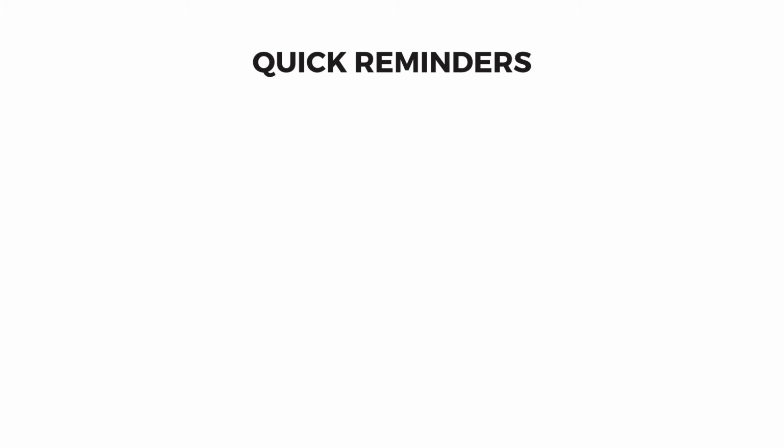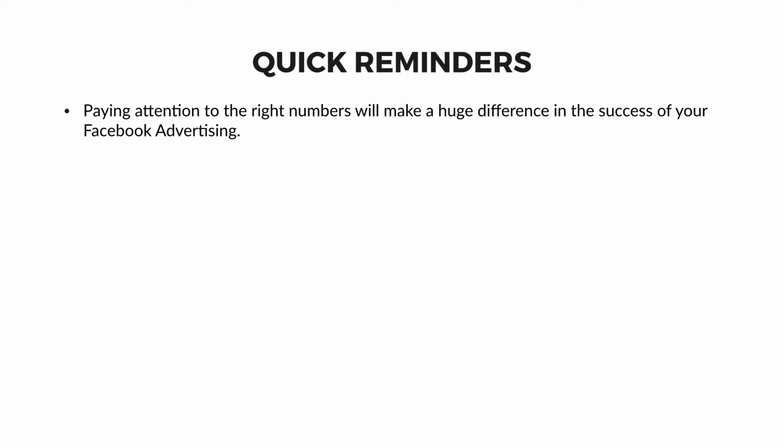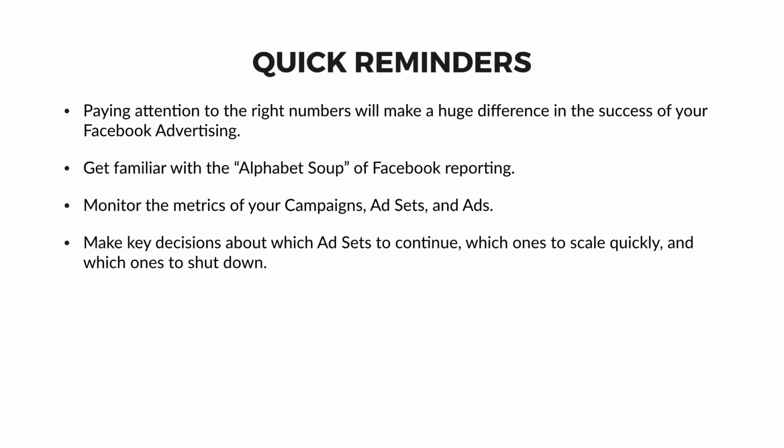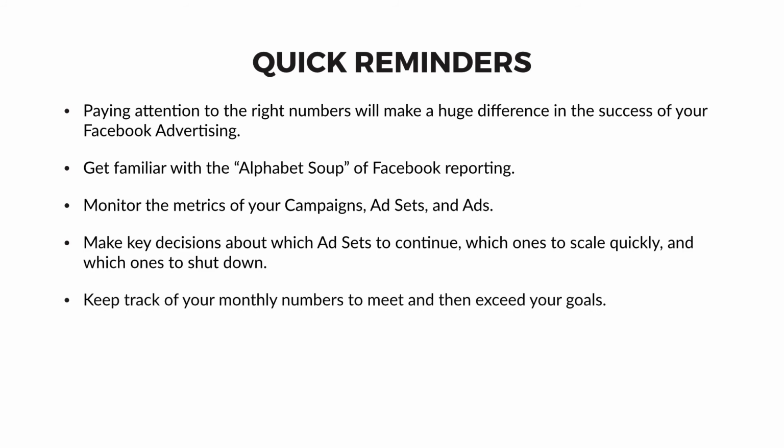Let's wrap up this module with a few quick reminders. Pay attention to the right numbers because doing so will make a huge difference in the success of your Facebook advertising. Results like cost per acquisition and cost per lead are more important, for example, than cost per click or cost per 1,000 impressions. Get familiar with that alphabet soup of Facebook reporting. Monitor the metrics of your campaigns, ad sets, and ads. Drill down to that micro level so you can let the numbers help you make decisions. Make those key decisions about which ad sets to continue, which ones to scale quickly, and which ones to shut down. Finally, keep track of your monthly numbers to meet and then exceed your goals.